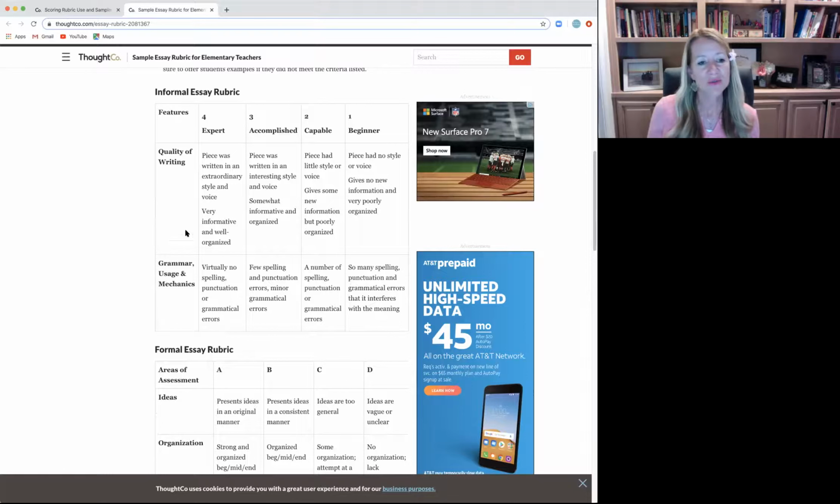In order to score a 4, the student would have to have written a piece of work in an extraordinary style and voice, very informative and well organized. In order to receive a 4 in grammar and usage, they would have had to have virtually no spelling, punctuation, or grammatical errors. And then you can go ahead and read the rest. They go back down to a 3, a 2, and a 1.